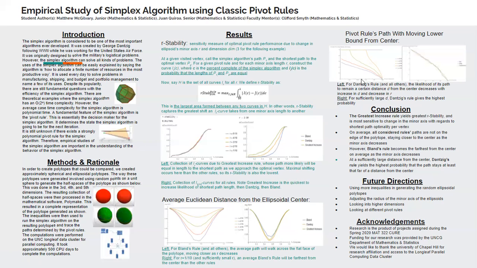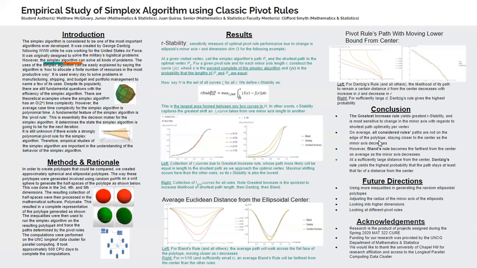Lastly, we go on to the pivot rules' path with moving lower bound from the center. To the left, we have Dantzig's rule and all others exhibiting similar behavior. The likelihood of its path to remain a certain distance d from the center decreases with increase in d and decrease in R. And to the right, for sufficiently large d, Dantzig's rule gives the highest probability that we can have something this far. To conclude, the greatest increase rule yields greatest R stability.